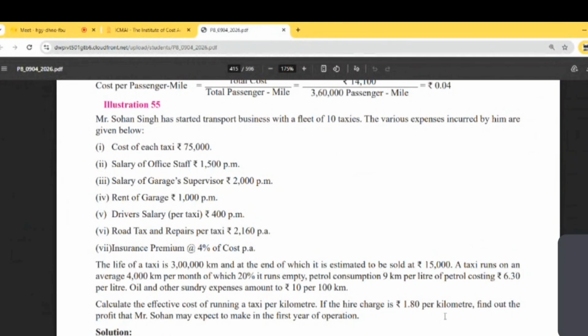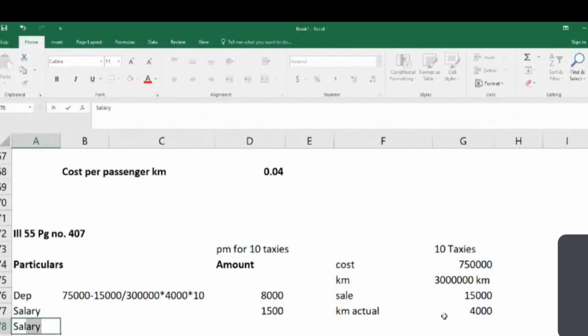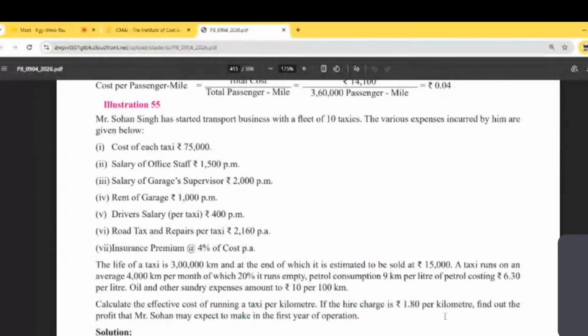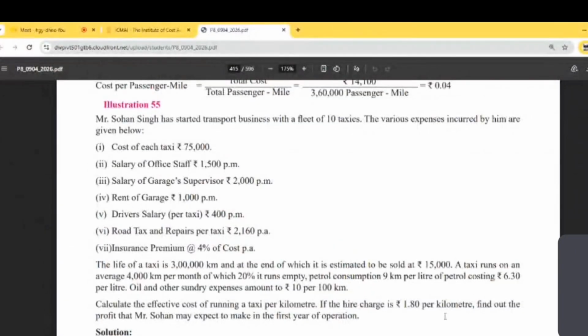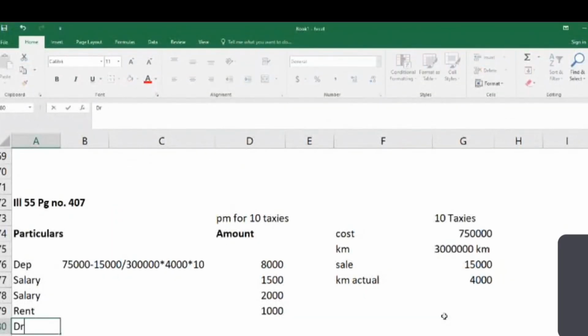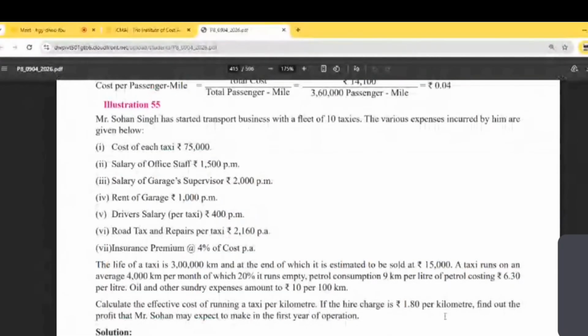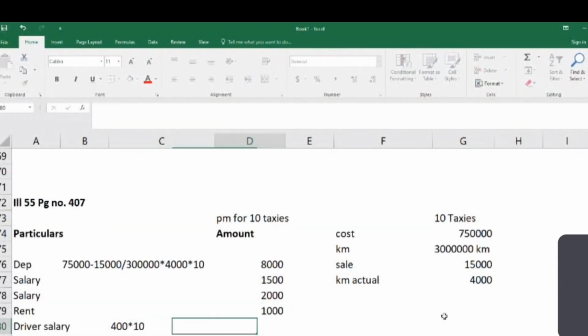Salaries for garage supervisor is 2000 per month. Again salary, you write the full thing, I'm just writing in a short way. Then rent is 1000. And what else is given? Driver salary per taxi is 400 per month, so you will multiply by 10 because there are 10 taxis. Driver salary is 400 into 10, which is 4000.